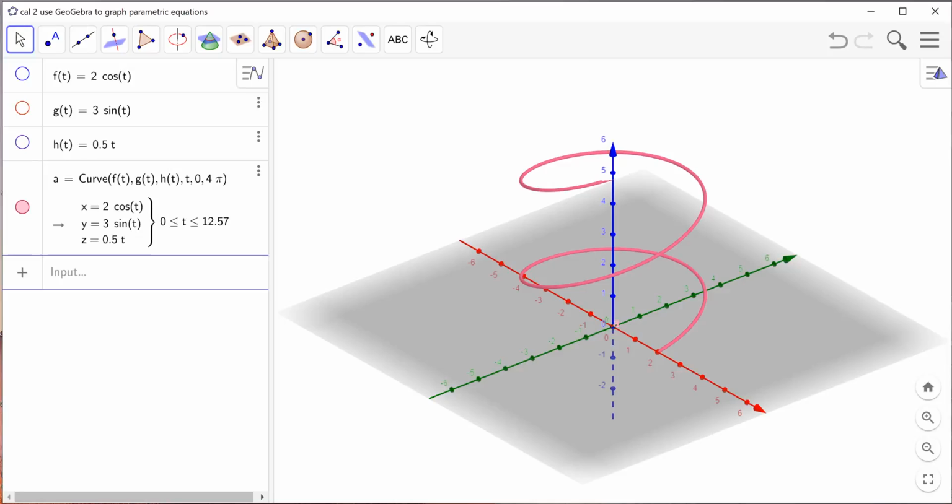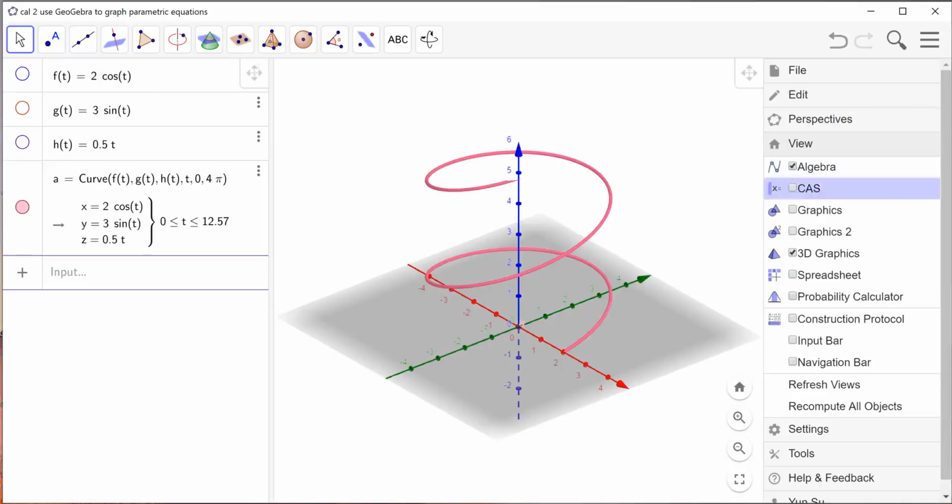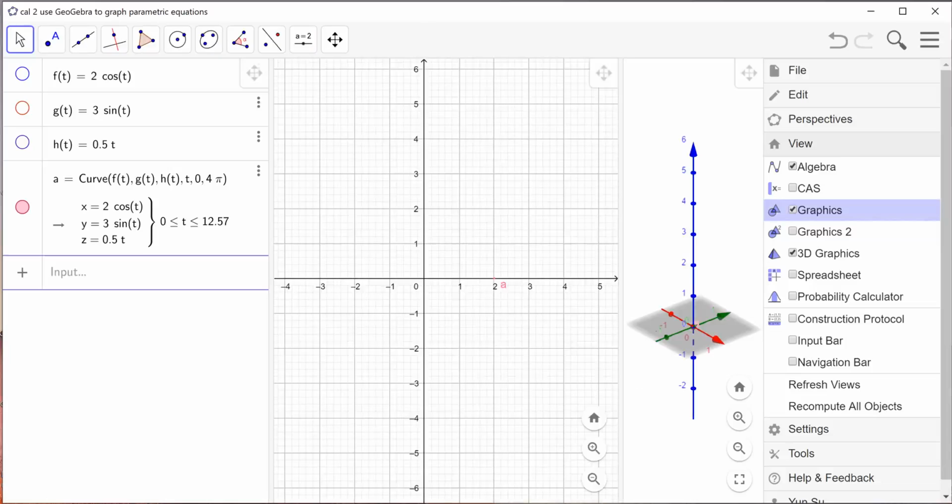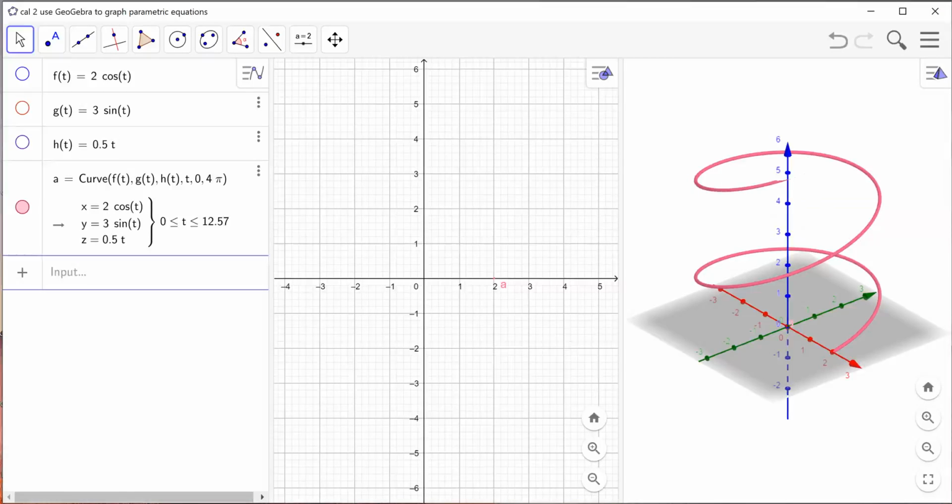Next, let's create a point which walks along the curve. Here we need the slider option, but the 3D graphics won't give us this option. So let's right click and show the graphics. After you click here, you see we have three windows. The left one is the algebra, the middle one is the graphics, and the right one is the 3D graphics. Then we click the middle one, and we're able to see the slider option.